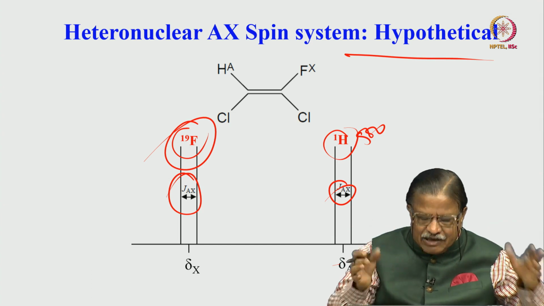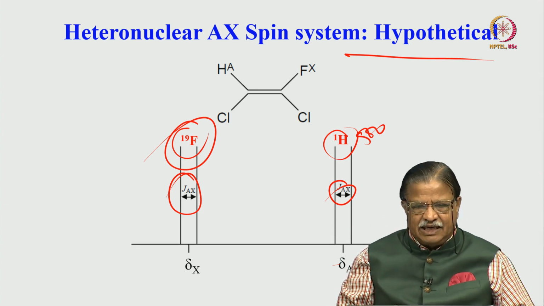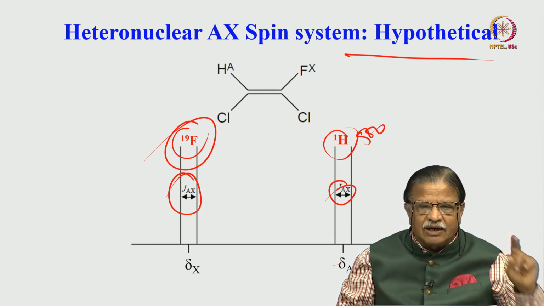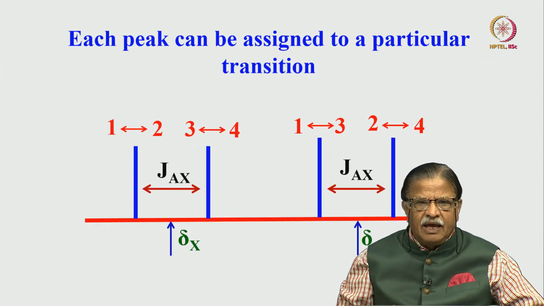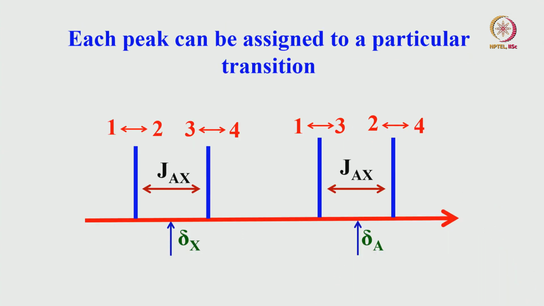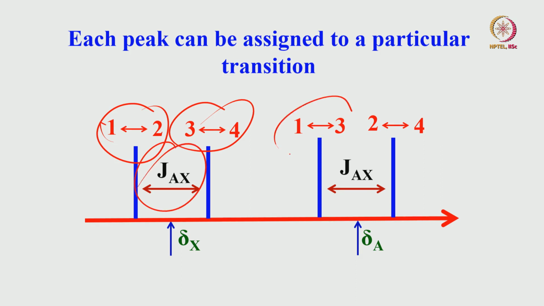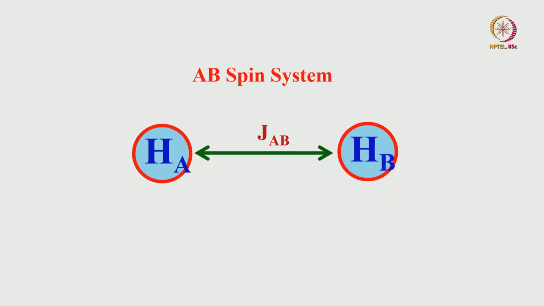This is a typical example of a hypothetical AX case for a heteronuclear two coupled spins. And each peak can be assigned to a particular transition. For example, as we have been discussing earlier also, the 1, 2 and 3, 4 transitions correspond, depending upon the selection rule, we can find out the 4 eigenstates we got, and we can find out the frequency of transitions. 1 to 2 and 3 to 4 correspond to, for example, the X transition, and 1, 3 and 2, 4 correspond to the A transition. This is the X transition and this is the A transition, and easily we can assign that.